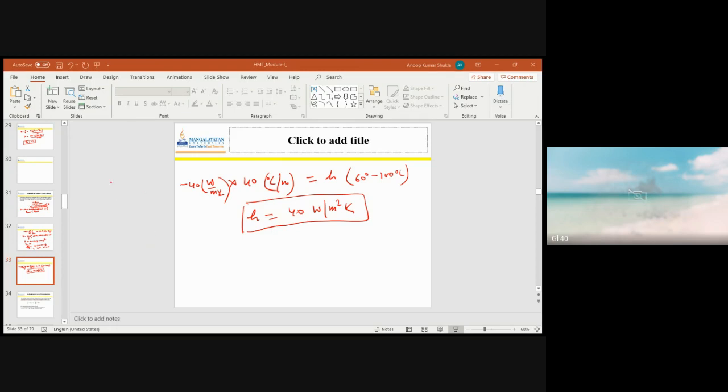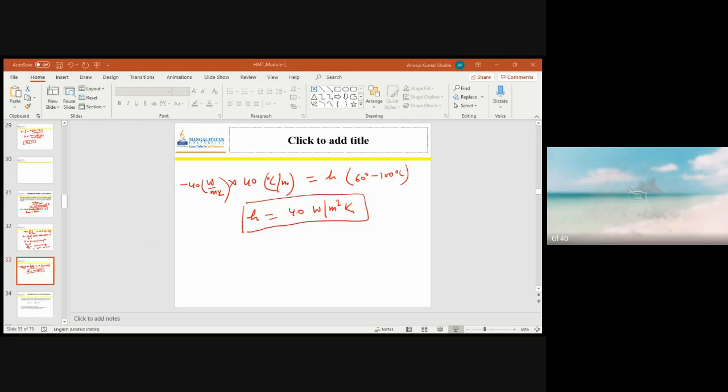Suppose this is the surface temperature and it is a very high temperature, so heat is transferred in two ways. One is the convective and the other one is the radiative. So this is the convective resistance and the radiative resistance. T infinity is the surrounding temperature.